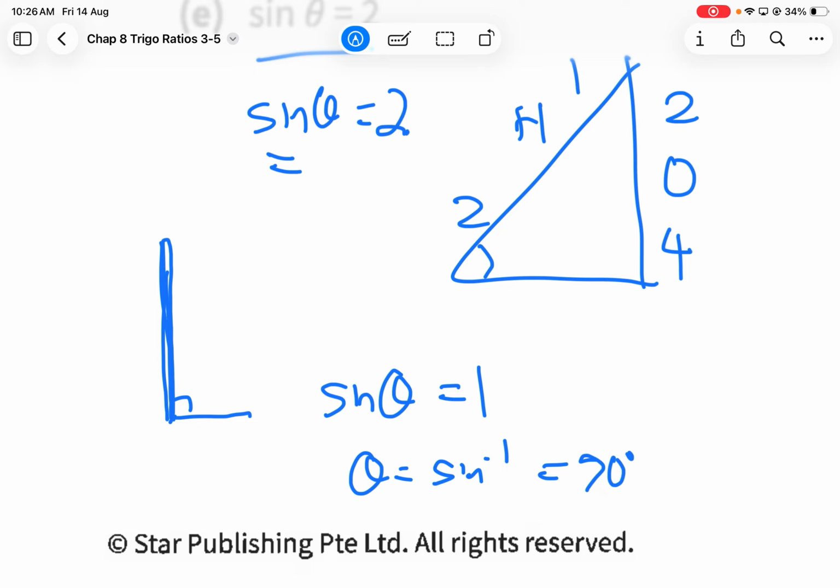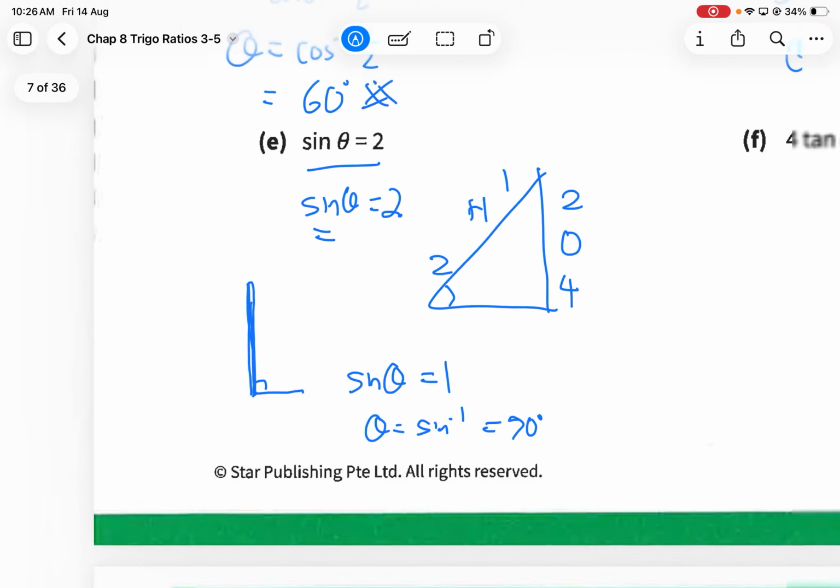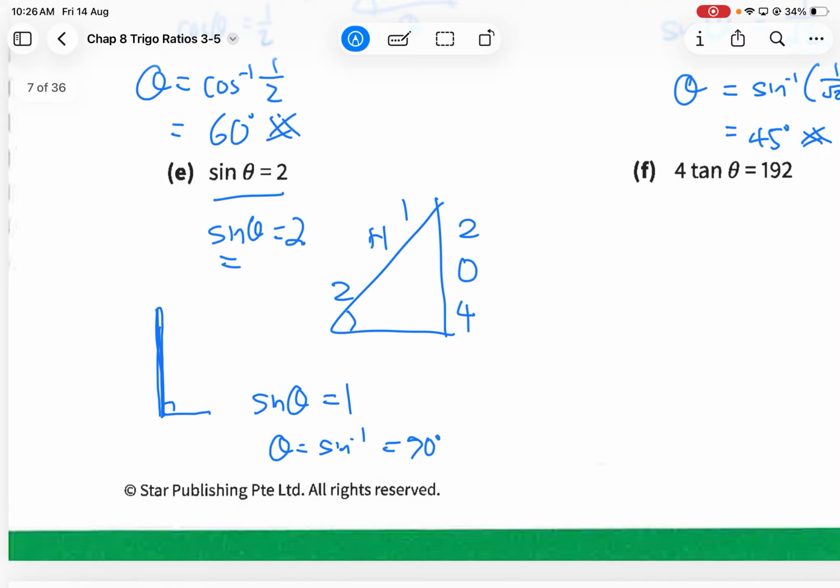Okay? So there are no possible values of sine theta equals to 2. The biggest possible sine and the biggest possible cosine are both 1. You all haven't learned negative, but sine theta will always be between 1 and negative 1. Cosine theta will always be between 1 and negative 1.